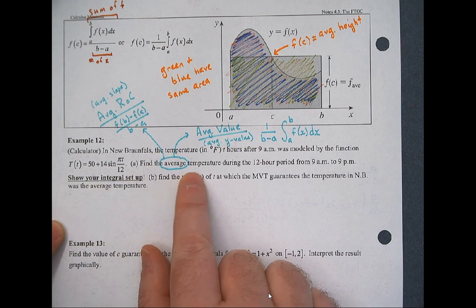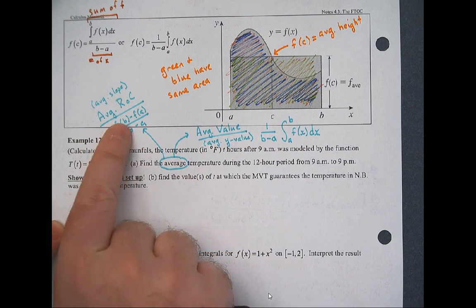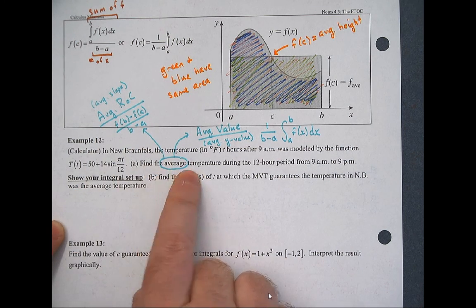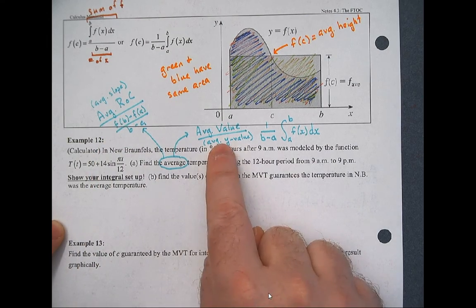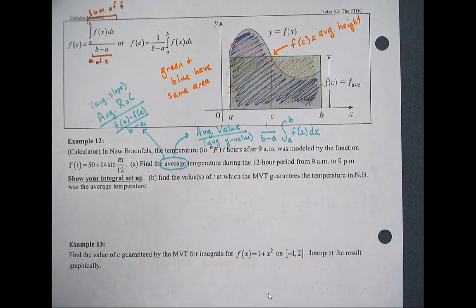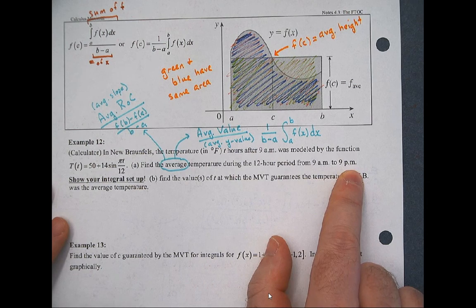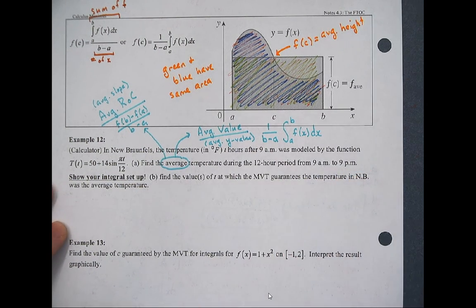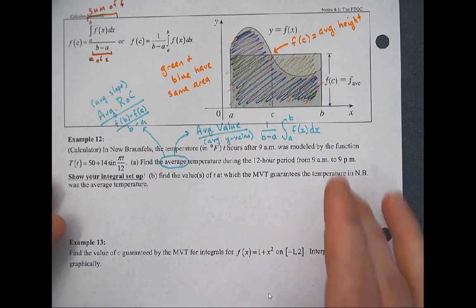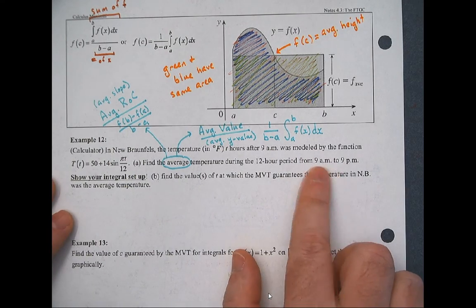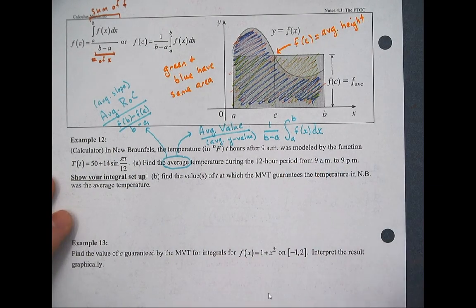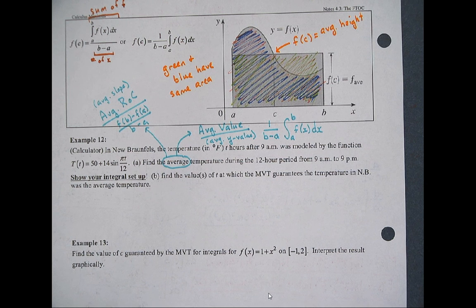Okay, find the average temperature. So the average temperature, is that a rate of change? No, it's not a rate of change. It's an average number. So I want to figure out, of all the temperatures from 9 a.m. to 9 p.m., which, by the way, is continuous, so we can integrate it, then I can add them all up and divide by how many there were.